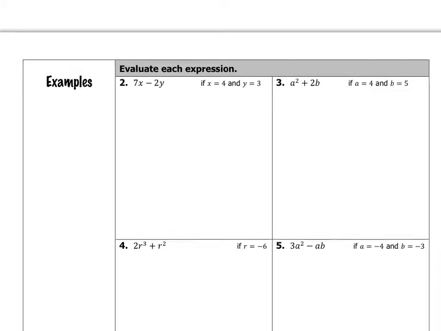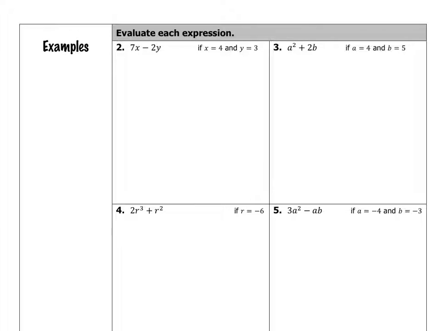So in all of these examples, we're going to evaluate these expressions for the given values for the variables you see. So in example 2 here, I have 7x minus 2y. That is my algebraic expression. It has two variables, an x and a y. It has numbers 7 and 2, and it has both multiplication and subtraction. We're going to evaluate this expression for x being equal to 4 and y being equal to 3.